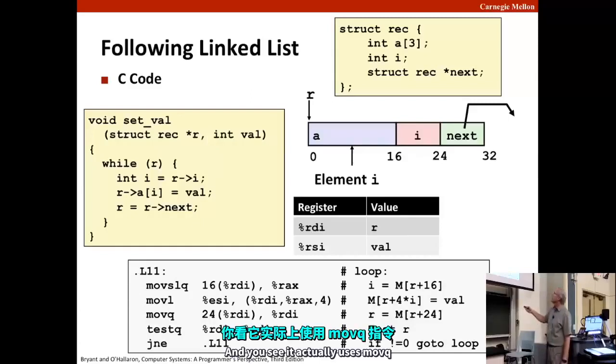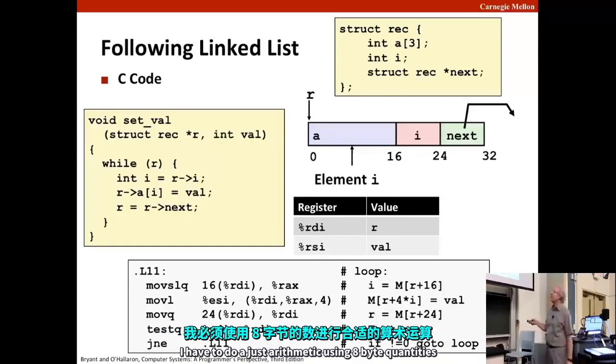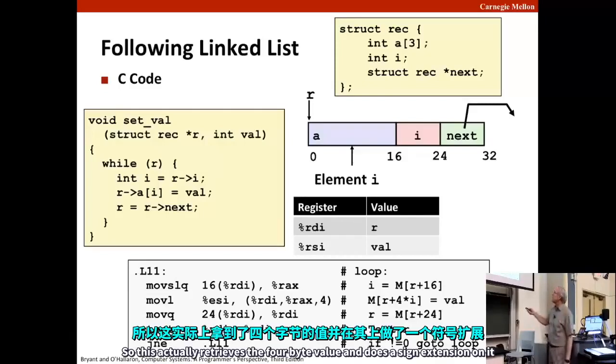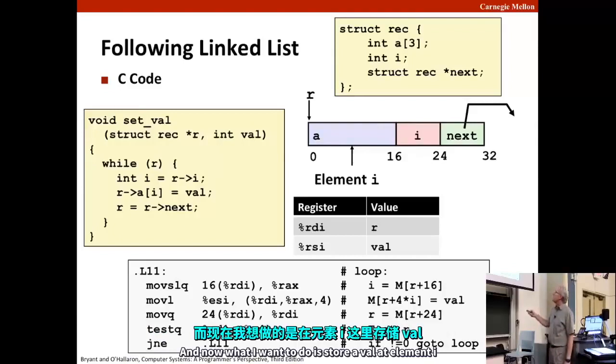And you see it actually uses movslq because I itself is an int. But I'm going to use it as an array index, in which case I have to scale it. I have to do address arithmetic using 8-byte quantities. So this actually retrieves the 4-byte value and does a sign extension on it. And now what I want to do is store val at element I.